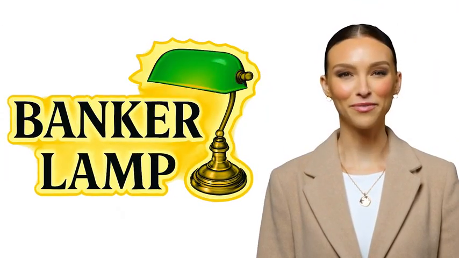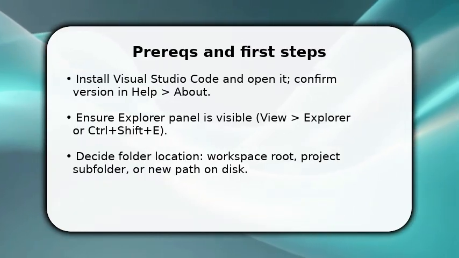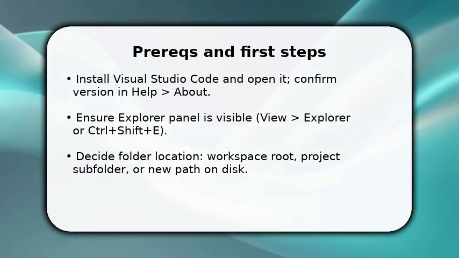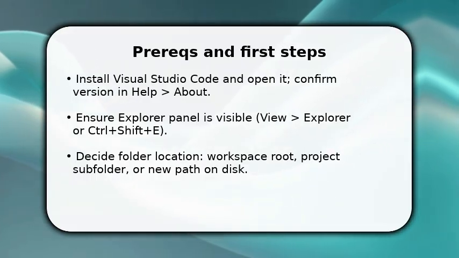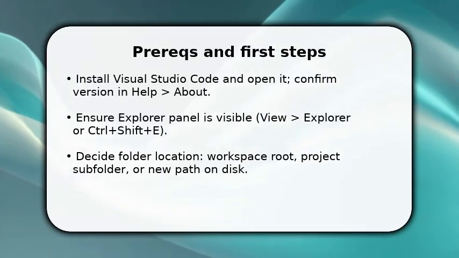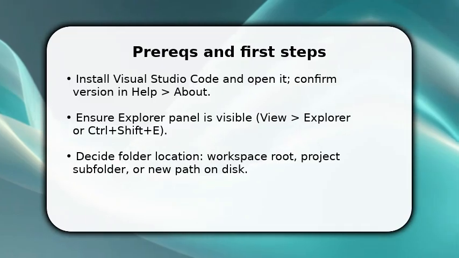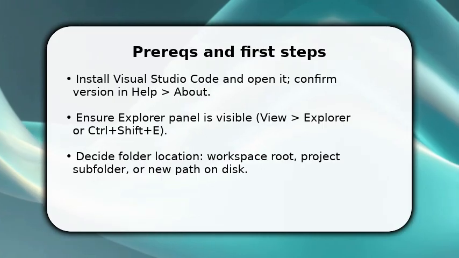Please enjoy the video. To start, open Visual Studio Code and focus on the Explorer panel. Once done, choose where the new folder will live, inside the current workspace or on disk. Make sure you have the right permissions for that path. You can use the workspace route for project organization. Alternatively, create a project-specific folder in your file system.